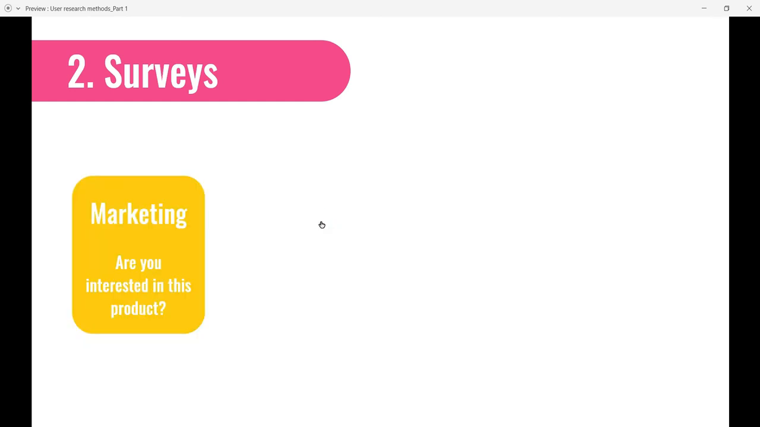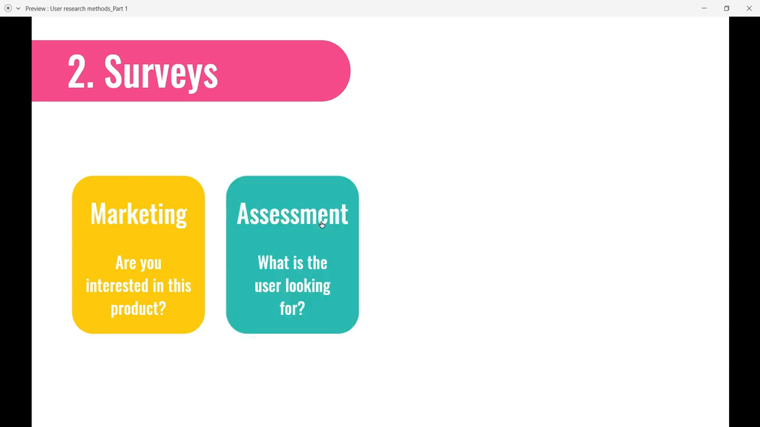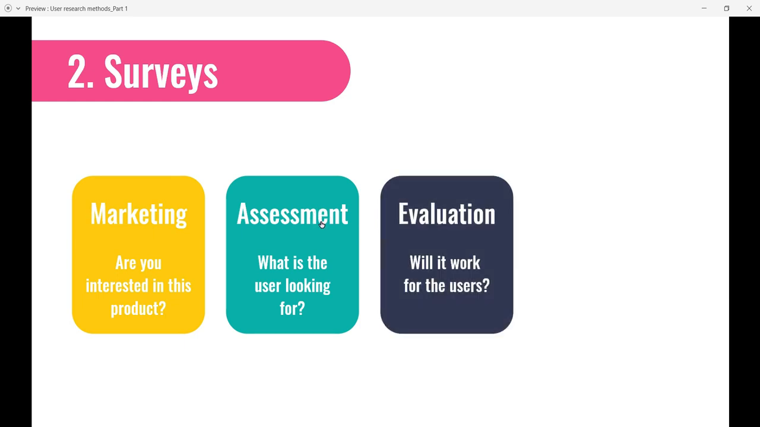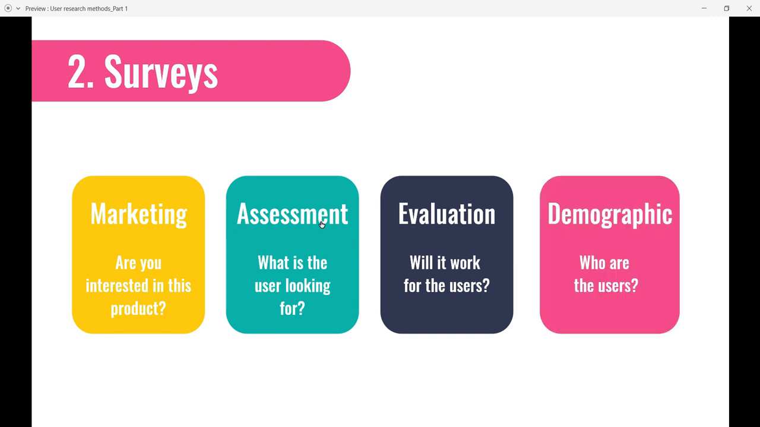So let's see some common types of surveys. First one is marketing. You come to know that your user is really interested in using a product or app. Second is the assessment. What do you want, or what are your users looking for? Third one is the evaluation. Will it work for your users? No? So let's evaluate it. And the fourth one is demographic. You come to know who your users are or where they belong.